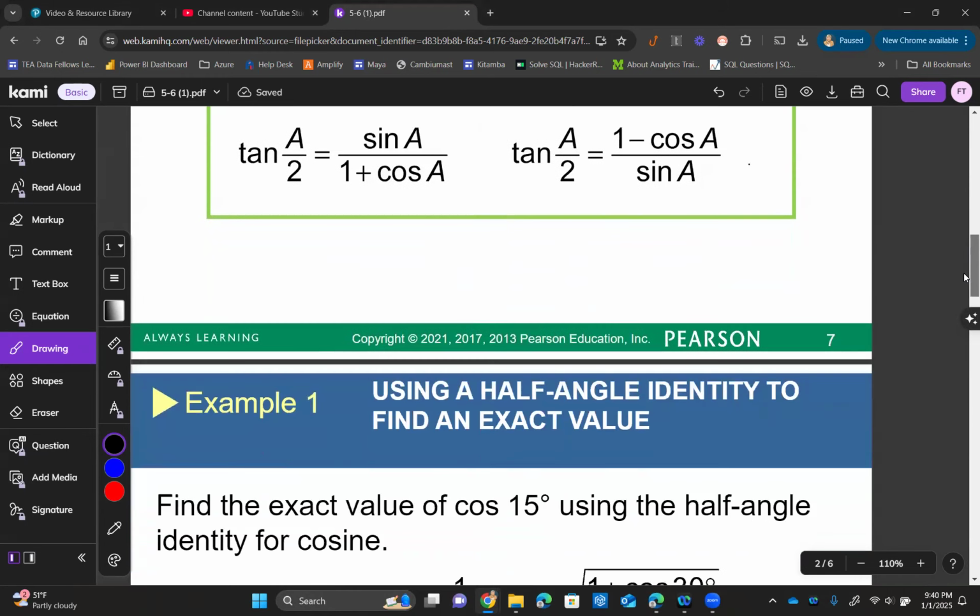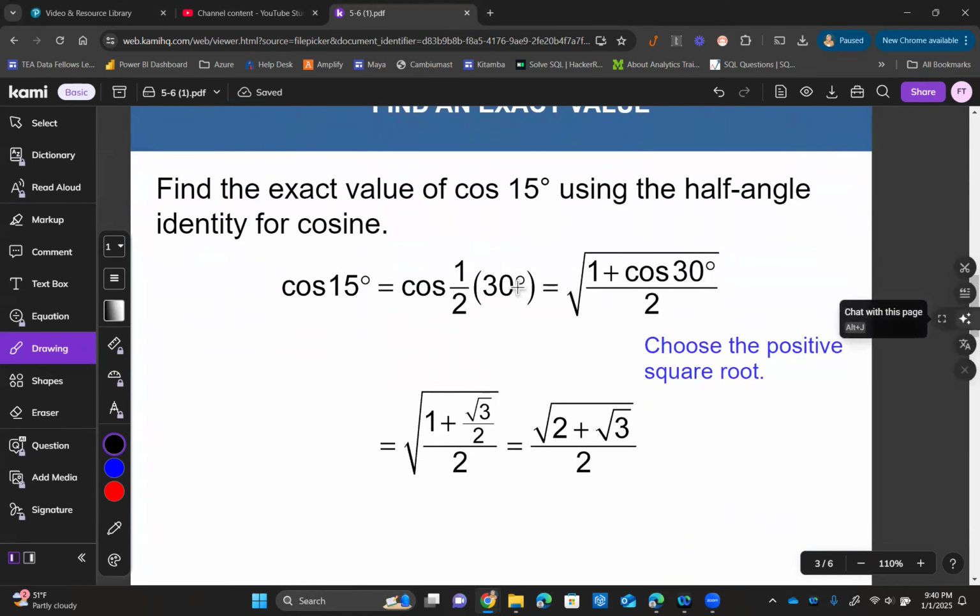So the first question here is, we want to find the cosine of 15 using the half angle identities. According to the previous slide, cosine 15 is half of 30, so A over 2 is 15. That makes the A value 30 degrees. So the formula we need is the square root of (1 plus cosine of 30) over 2. There are 2 options, either positive or negative, but 15 degrees is in quadrant 1, so we know that we have to use the positive version of this formula.